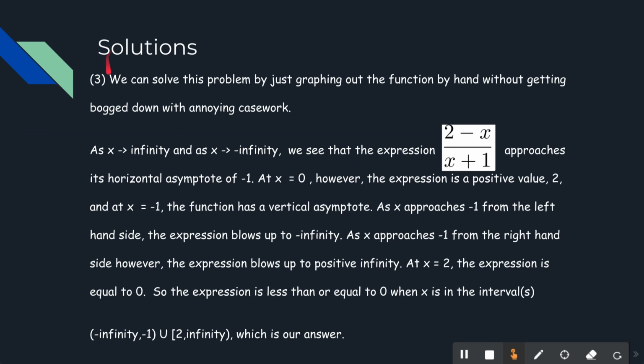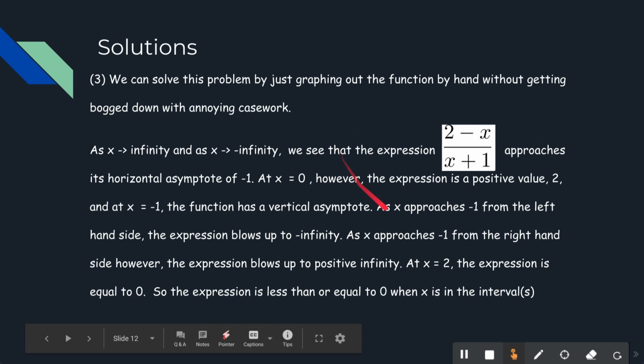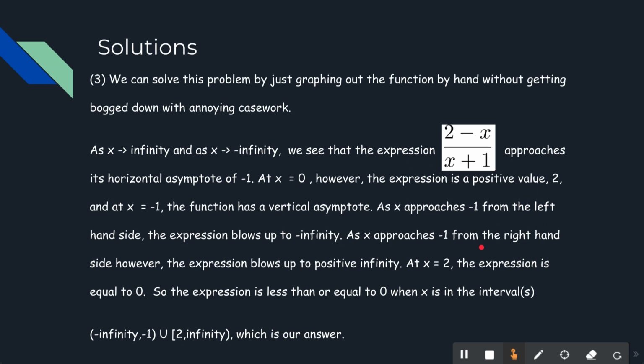The third problem was quite different. Whenever you have an inequality problem with a fraction, I generally think it's easier to just graph it out. Since we're in pre-calc, we have the skill set to graph out functions, and graphing this out actually gets rid of having to do a lot of annoying casework.